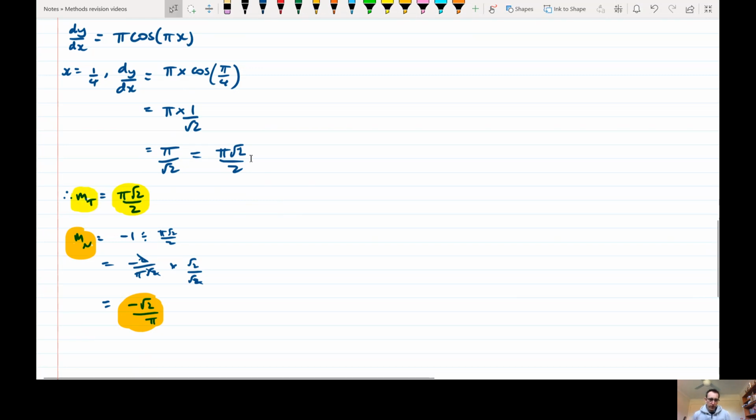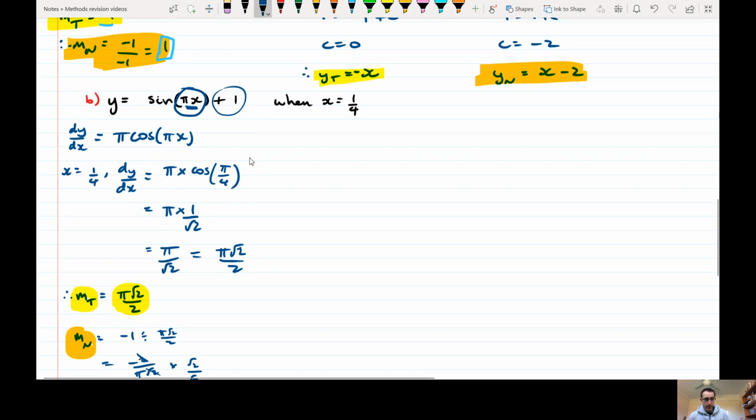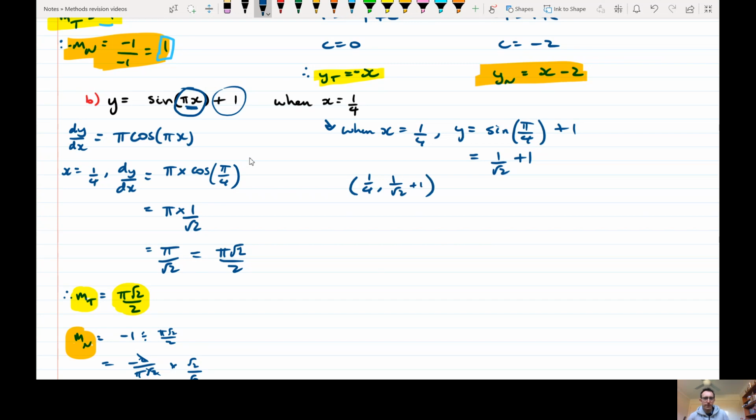Let's find the coordinate where it is a tangent. So we're now going to have the coordinate. So when x equals 1/4, y is going to be equal to sine of pi over 4, because pi times a quarter is pi over 4, plus 1, and that'll give you 1 on root 2 plus 1. So your coordinate is 1/4, comma, 1 on root 2 plus 1.